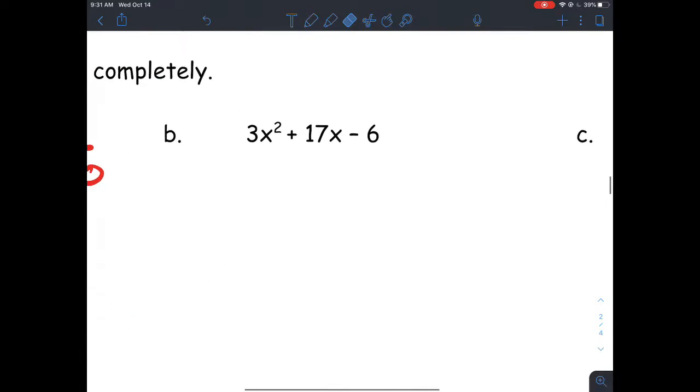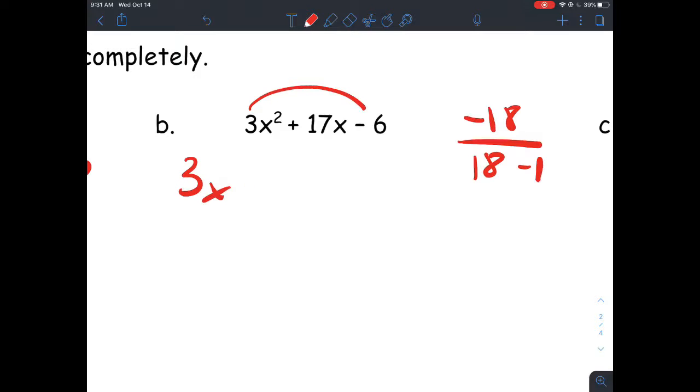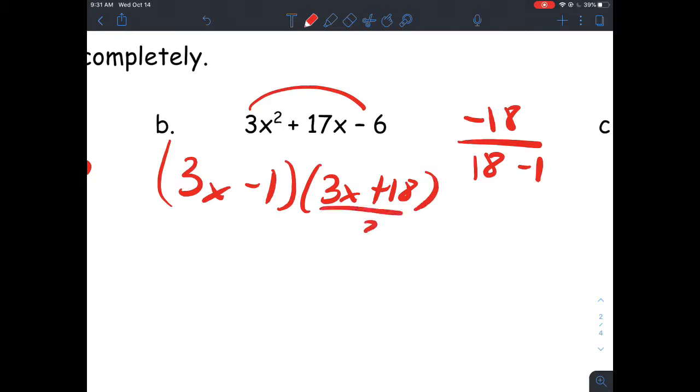All right, let's try B. Go ahead and try it. So we're going to do 3 times negative 6 gives us negative 18. So I would say positive 18 and negative 1. That's going to work there, right? So we've got 3x minus 1, 3x plus 18, and we can take a 3 out of here.